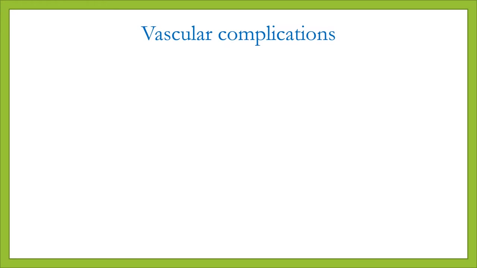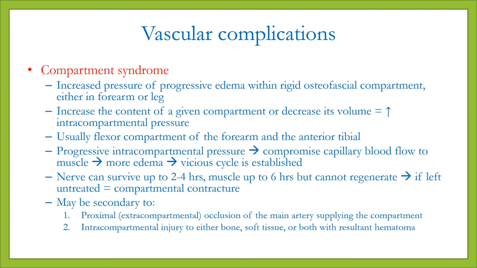Vascular complication, compartment syndrome. Increased pressure of progressive edema within a rigid osteofascial compartment, either in the forearm or leg. Increasing the content of a given compartment or decreasing its volume will elevate intracompartment pressure, usually in fracture compartments of the forearm and the anterior tibia. Progressive intracompartment pressure will compromise capillary blood flow to muscles, causing more edema, and a vicious cycle is established. Nerve can survive up to 2 to 4 hours, muscle up to 6 hours, but cannot regenerate.